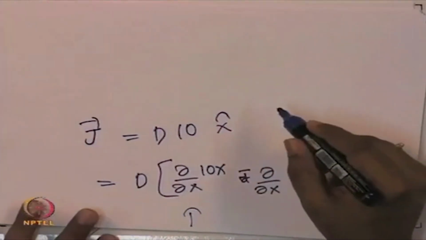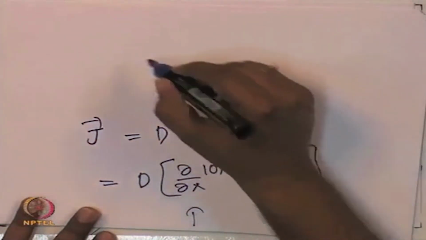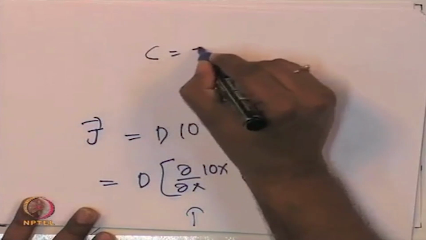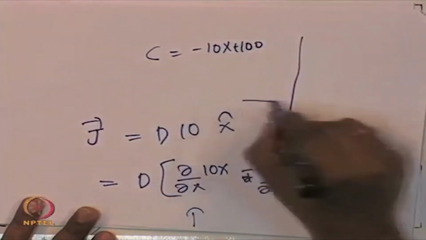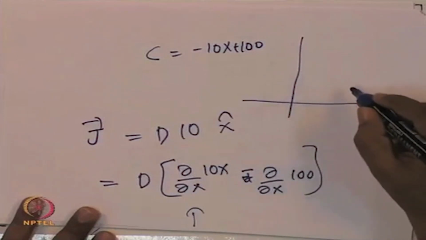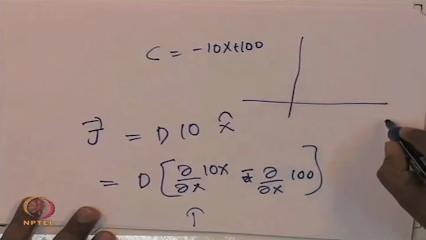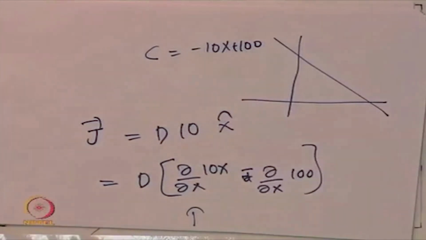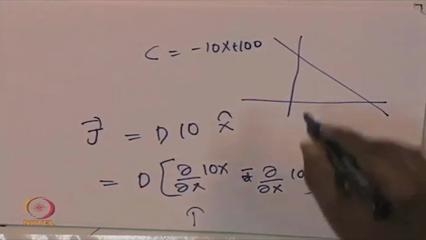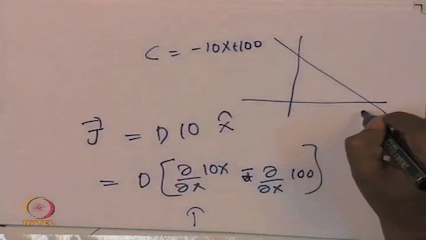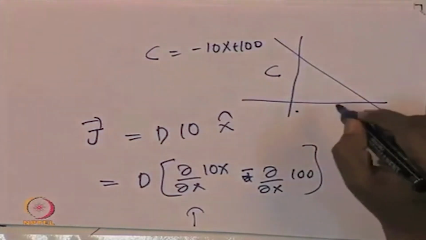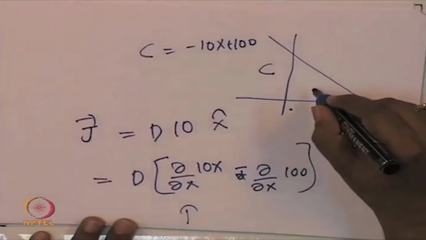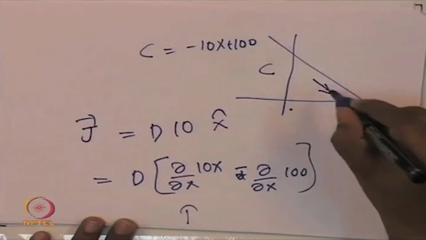This we can think of by plotting this function. We are asked to use the function which is minus 10 x plus 100. If you plot this, the function will look something like this. The slope is negative, so that means the concentration here is less compared to the concentration here. This is C versus x. If the concentration is down here, it should just flow in this way.